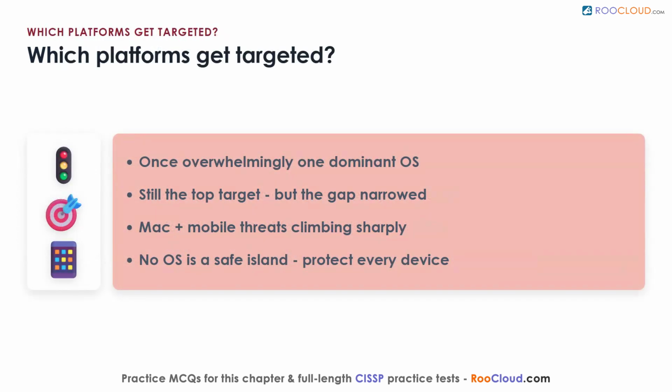Which platforms actually get targeted by malware? For a long time, the answer was overwhelmingly one operating system, because it dominated the desktop and offered the biggest crowd to infect. That is still where most malware aims, but the gap has narrowed. Attackers have followed users onto other platforms, and threats against Mac and mobile devices have climbed sharply. The practical takeaway is simple. No operating system is a safe island. So every device in your fleet needs protection, not just the ones you assume are risky.